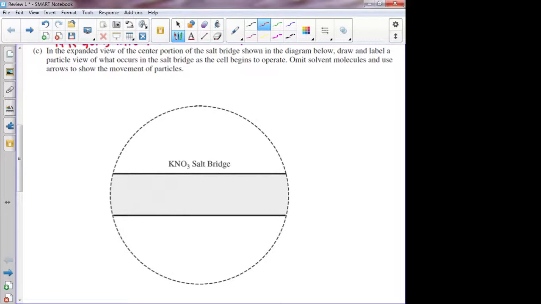Question C says, in the expanded view of the center portions of the salt bridge shown in the diagram below, draw and label a particle view of what occurs in the salt bridge as the cell begins to operate. Omit solvent molecules and use arrows to show the movement of particles. That just means they want you to show that K positive is moving towards copper and NO3 negative is moving towards the tin. Like we just did. Does that make sense?